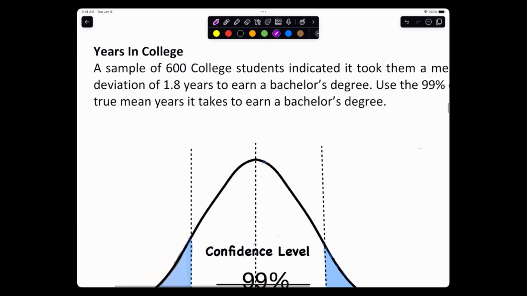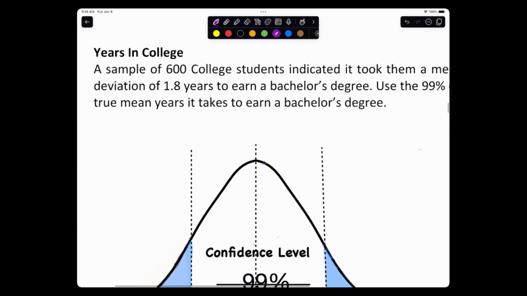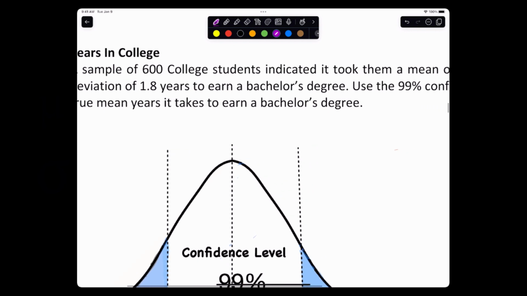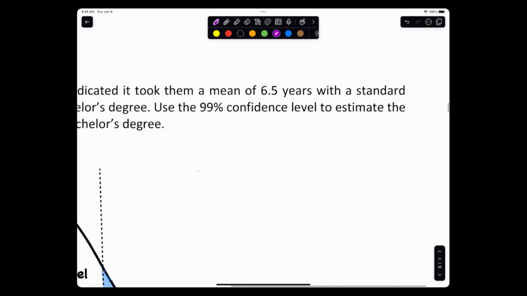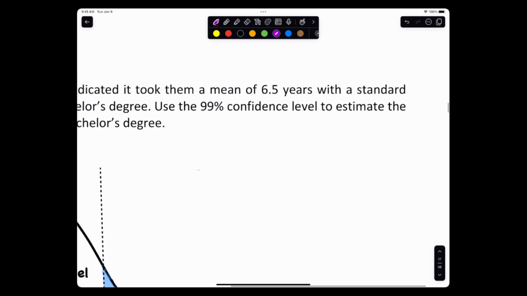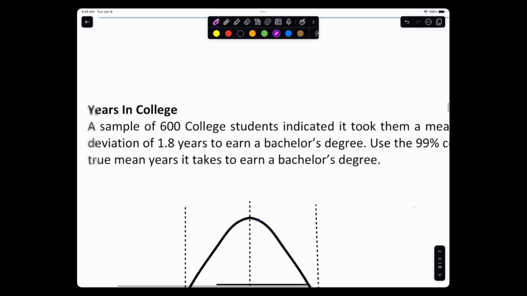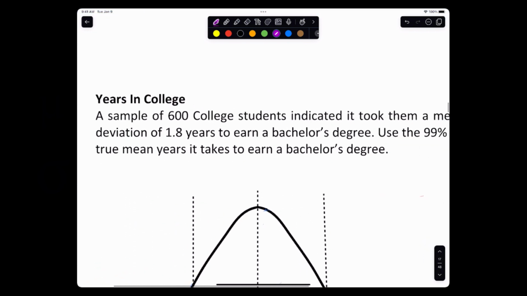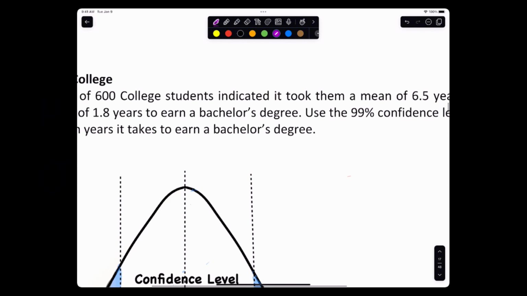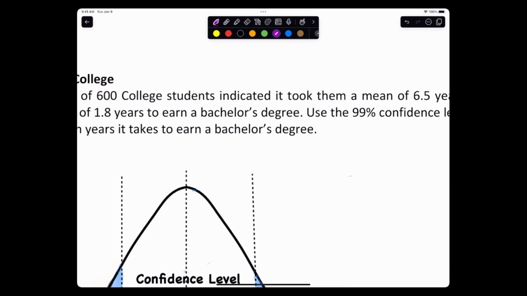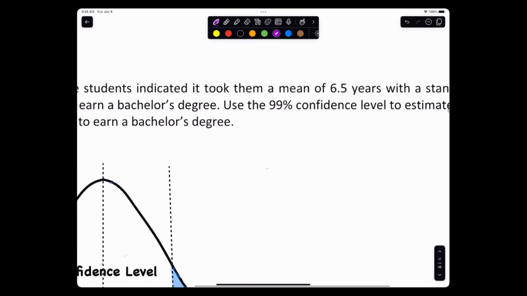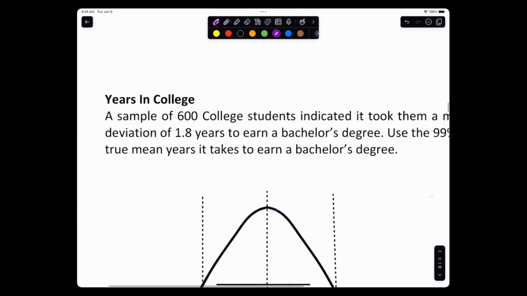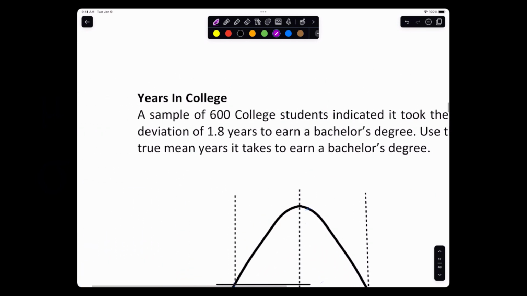All right. So this is an example. So what's this an example of? A sample of 600 college students indicate it took them a mean of 6.5 years. Hey, this is a made-up kind of example. With a standard deviation of 1.8 years to earn a bachelor's degree. And now what are they saying here? Use the 99% confidence level to estimate the true mean years it takes to earn a bachelor's degree.